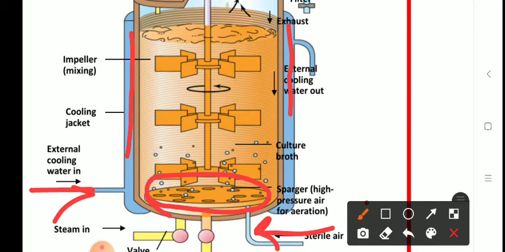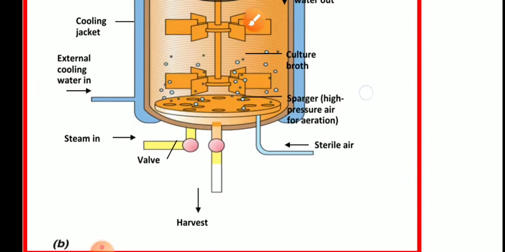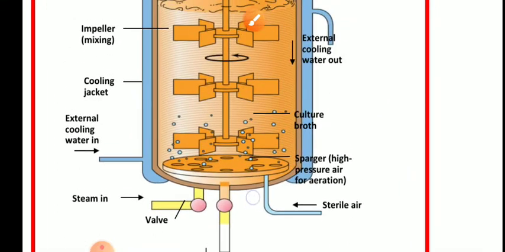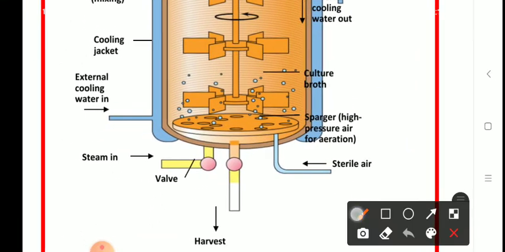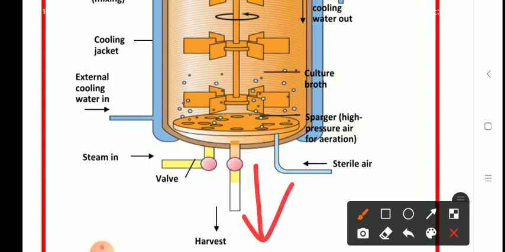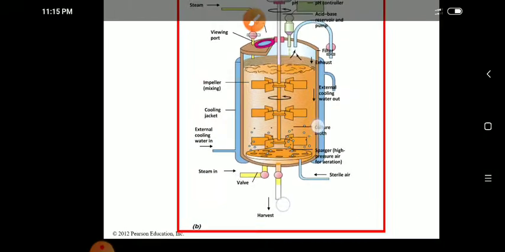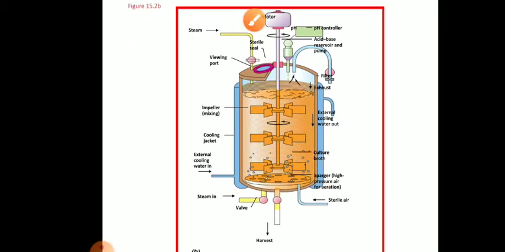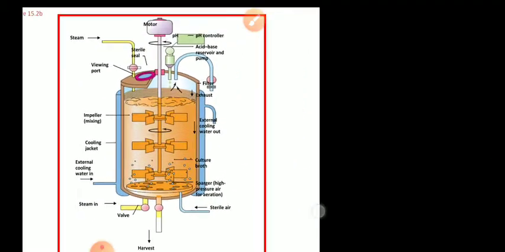All the air that enters from the bottom of the tank through the sparger is mixed by the agitator. The agitator moves and mixes the air, nutrients, everything. At the bottom there is a harvest line through which we can collect the fermented broth. So this is all about the design of a fermentation vessel.